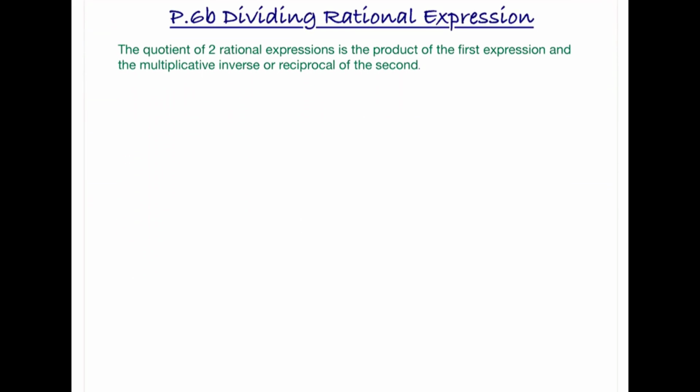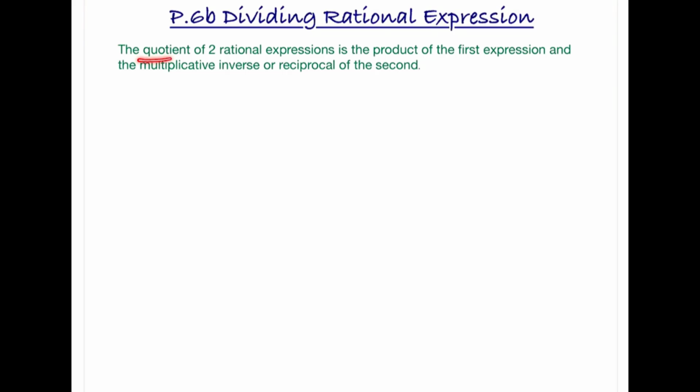So we are going to be dividing rational expressions. The long definition of this is the quotient of two rational expressions is the product of the first expression and the multiplicative inverse or the reciprocal of the second. So let's put the brakes on. What does all of that mean? Let's just break it down piece by piece.